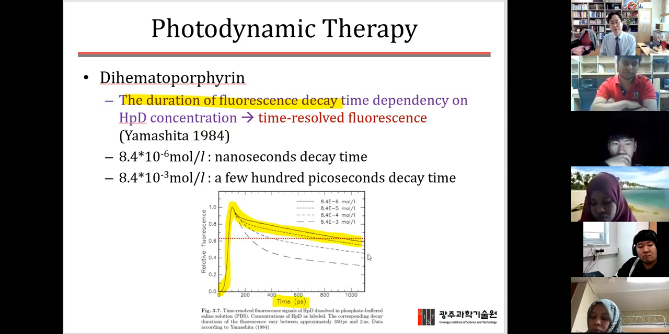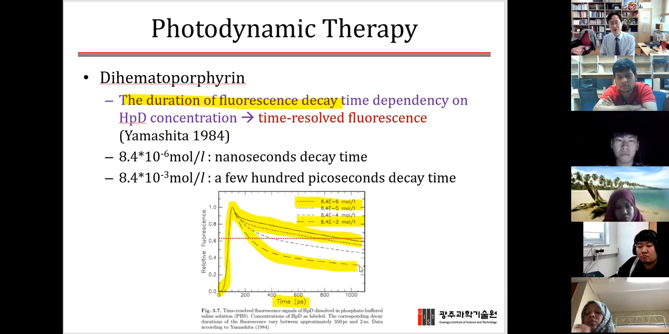And people found that as the concentration of the photosensitizer increases, here you have a micromole scale, here you have a millimole scale. Micromole is decaying slowly, but millimole decays much faster. So by measuring this decay time, you can also estimate the concentration of the photosensitizer in the tissue. This is called time-resolved fluorescence.